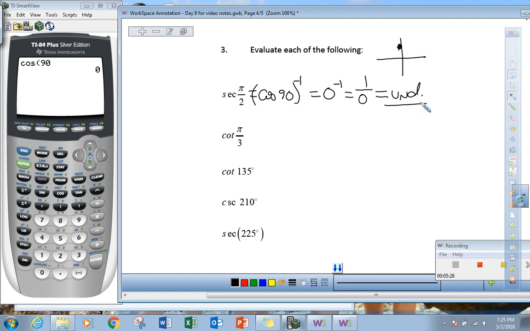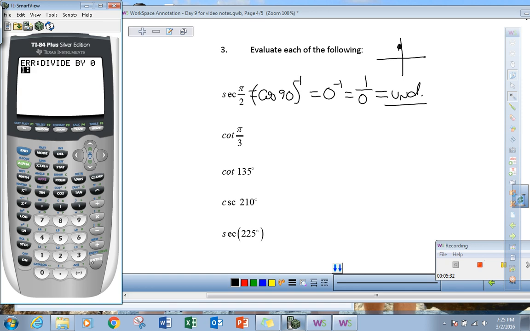In your calculator, let me show you this. I can go cosine of 90. I want the reciprocal of that, so I'm just going to hit this button right here, x to the negative 1. That's your reciprocal button on your 84. Once I do that, check out what my calculator told me. Told me that I'm trying to divide by 0, so I'm getting an error. So that's my other reason I know it's undefined.